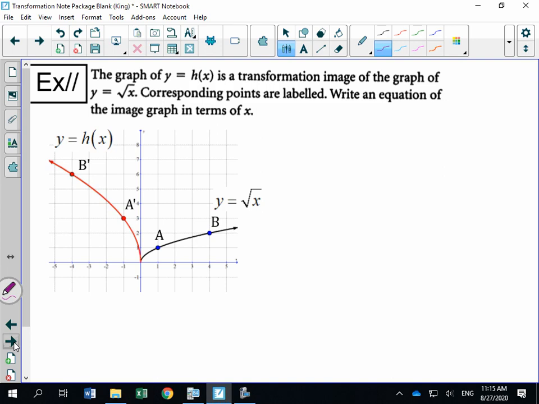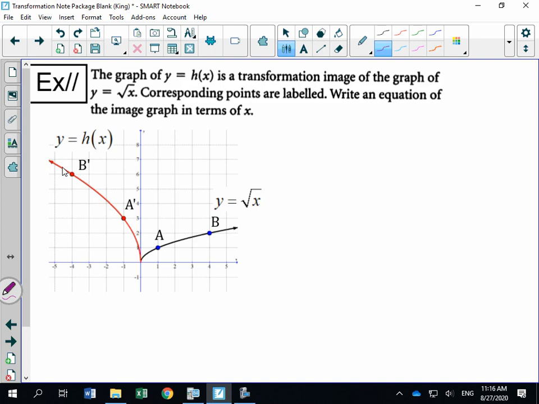Okay, another question. This one's not in your workbook, I don't believe. The graph of h of x, so here's h of x, is a transformation image of the graph of y equals the square root of x. So this is my original graph, and this is my transformed graph. Corresponding points are labeled. So A goes to A prime, B goes to B prime. Write an equation of the image graph in terms of x.